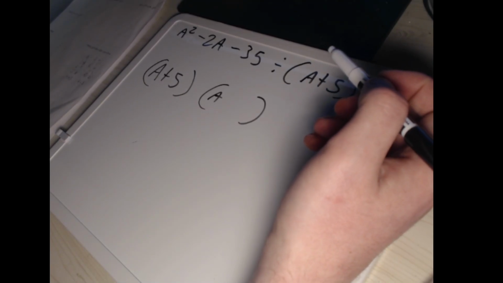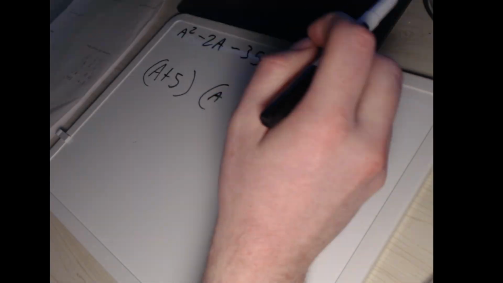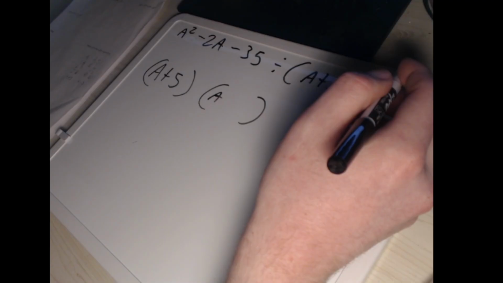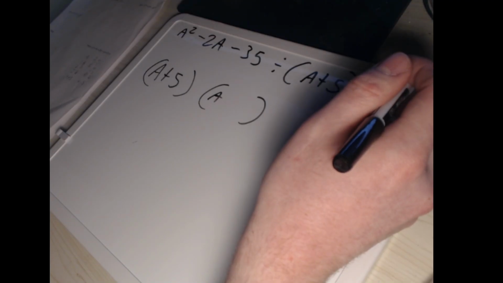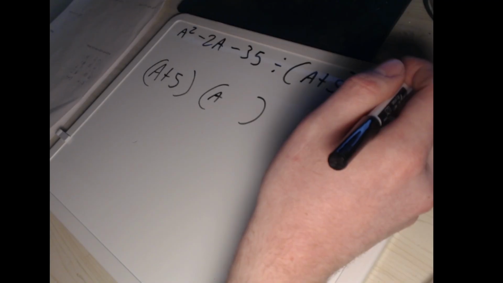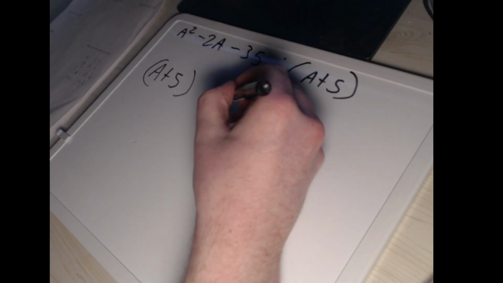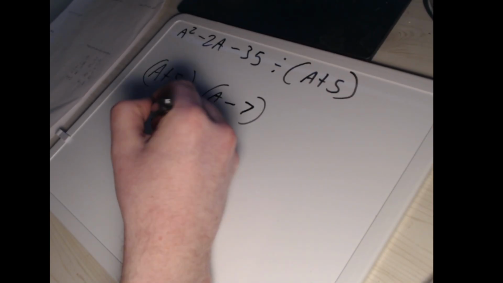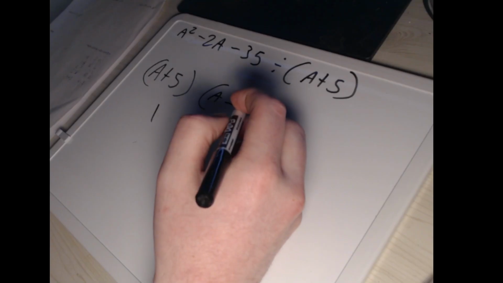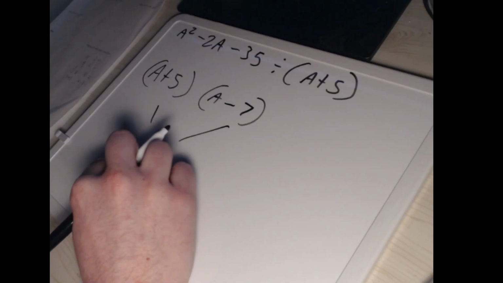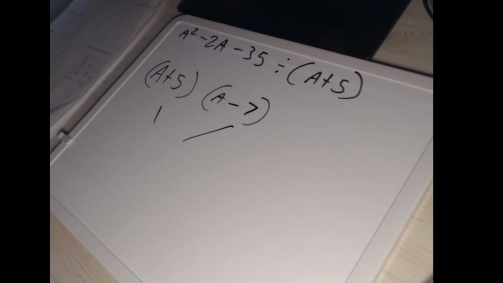What times 5 equals 35? 5 times 5 is 25. 7? Negative 7? Would that be it? Because 5 times negative 7. Oh, God, I'm so bad at math. I'm so bad at basic addition here.